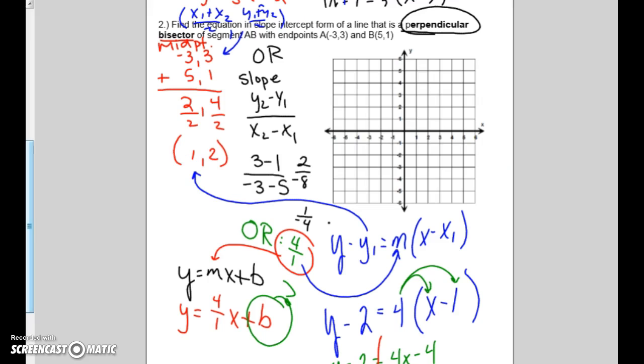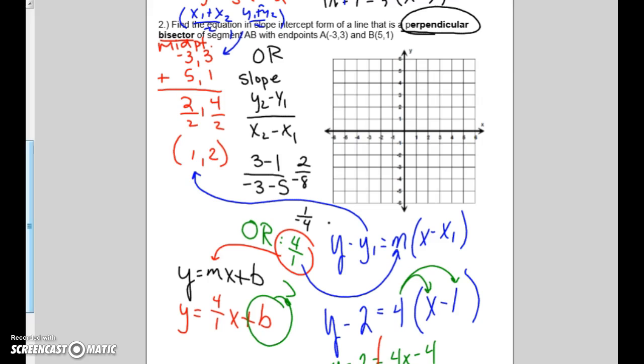Okay, so again, we're going to do the perpendicular bisector. So the bisector means I need to find the midpoint. So I use the midpoint formula, which is right here in blue, right? And we add our x's and we add our y's. That's how I got 2 and 4, because -3 plus 5 is 2, and 3 plus 1 is 4. Then in the formula it says that we have to divide those by 2. So half of 2 is 1 and half of 4 is 2.